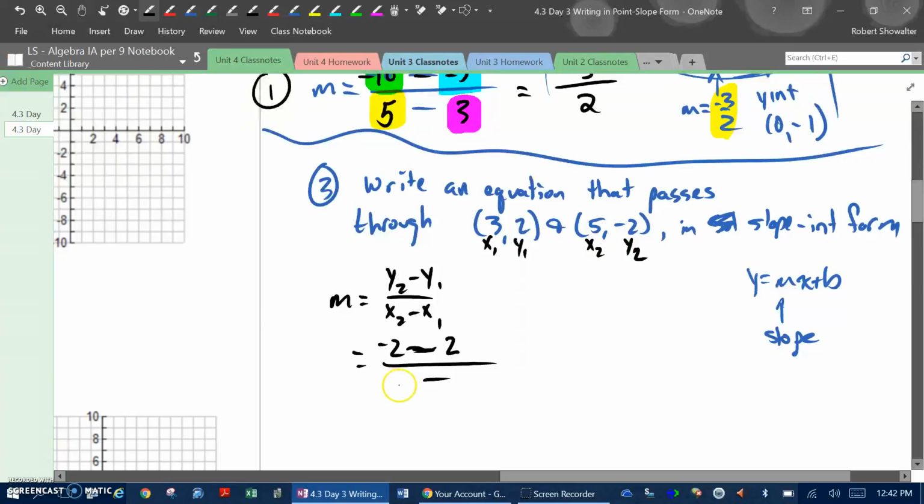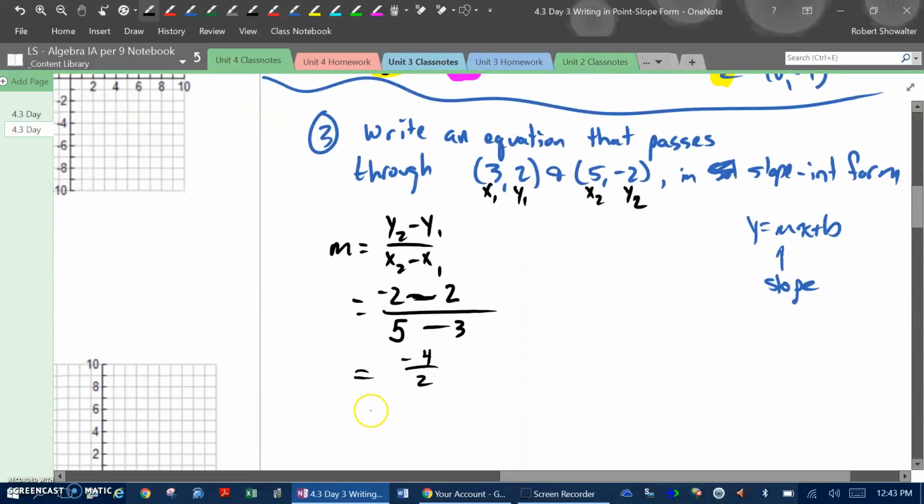We're going to take 5, put it in the x2 spot. We're going to take x1 of 3 and put it in the x1 spot. And we're going to simplify it, so it becomes -4/2, which then becomes a nice integer, -2. So now we have our slope, but we have this issue though. If we want it in slope-intercept form, we don't have the y-intercept at all.